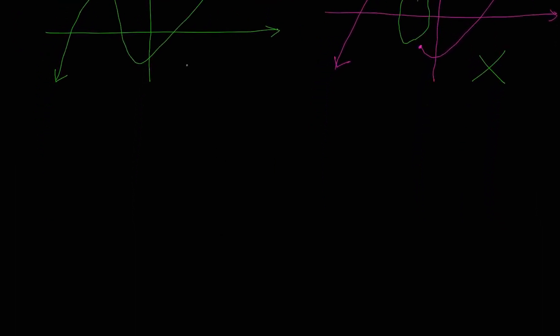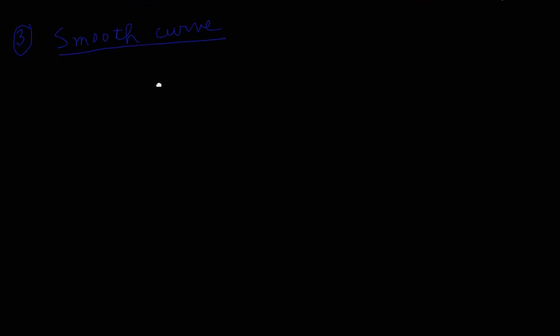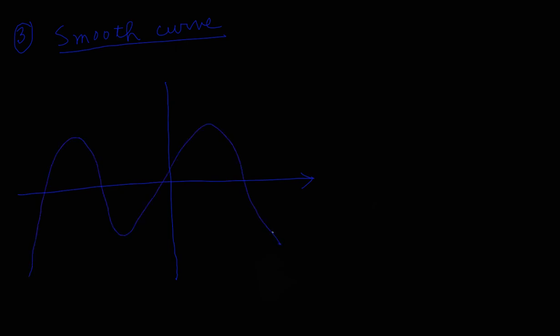So the number three property is that a polynomial function needs to be a smooth curve. Okay, so smooth curve. Now let us see using an example. So let me put two examples. So this is my x and y axis. Now let's see. So you see this curve is smooth. Okay, so this is going to be a polynomial function.